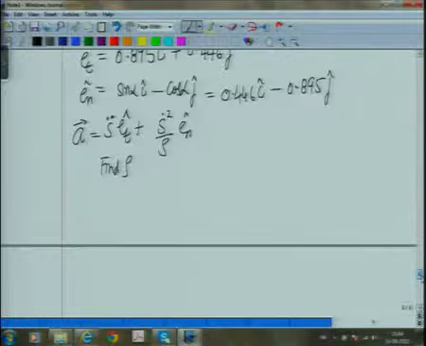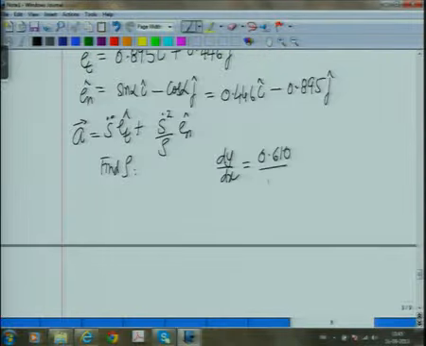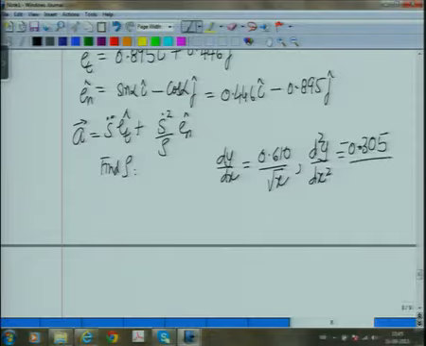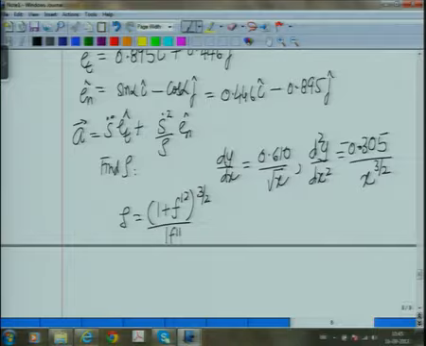And how do I find rho? I will use the formula. For finding rho, I get dy by dx equal to 0.610 over root of x, and d2y by dx square, I take the second derivative. This is minus 0.305 divided by square root of x cube, so x to the power of 3 by 2. So now rho is equal to 1 plus f prime square to the power of 3 by 2 divided by the magnitude of f double prime. So I have everything. I put x equal to 1.5 and calculate the value of rho.